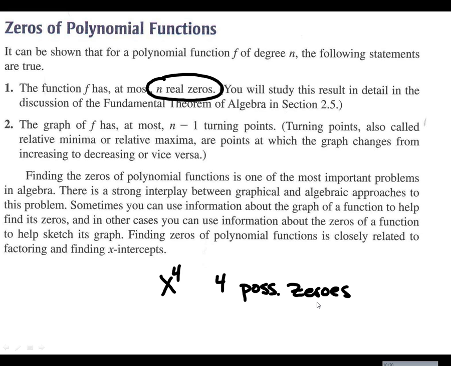Sorry, zeros doesn't have an extra E in here, does it? All right, if we had x to the sixth, the most zeros we could have would be 6 zeros.